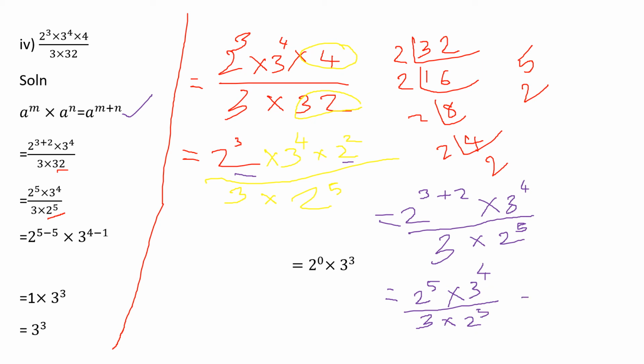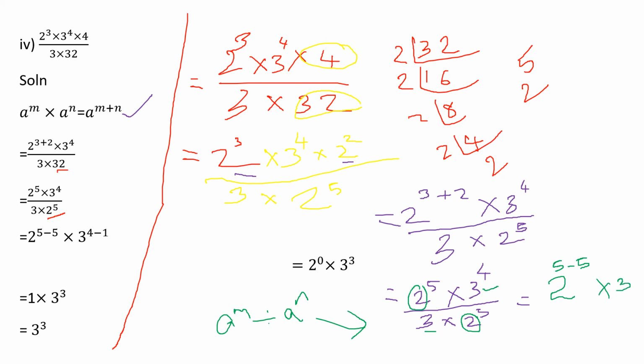Is it clear? Now we can apply here also. You are having 2 power 5 here, and 2 power 5 here. Here also 3, here also 3. So it is in the division form, right? So we can apply this formula a power m divided by a power n. We are going to apply this formula for this step. Okay. So 2 power 5 minus 5, into 3 power 4 minus 1.